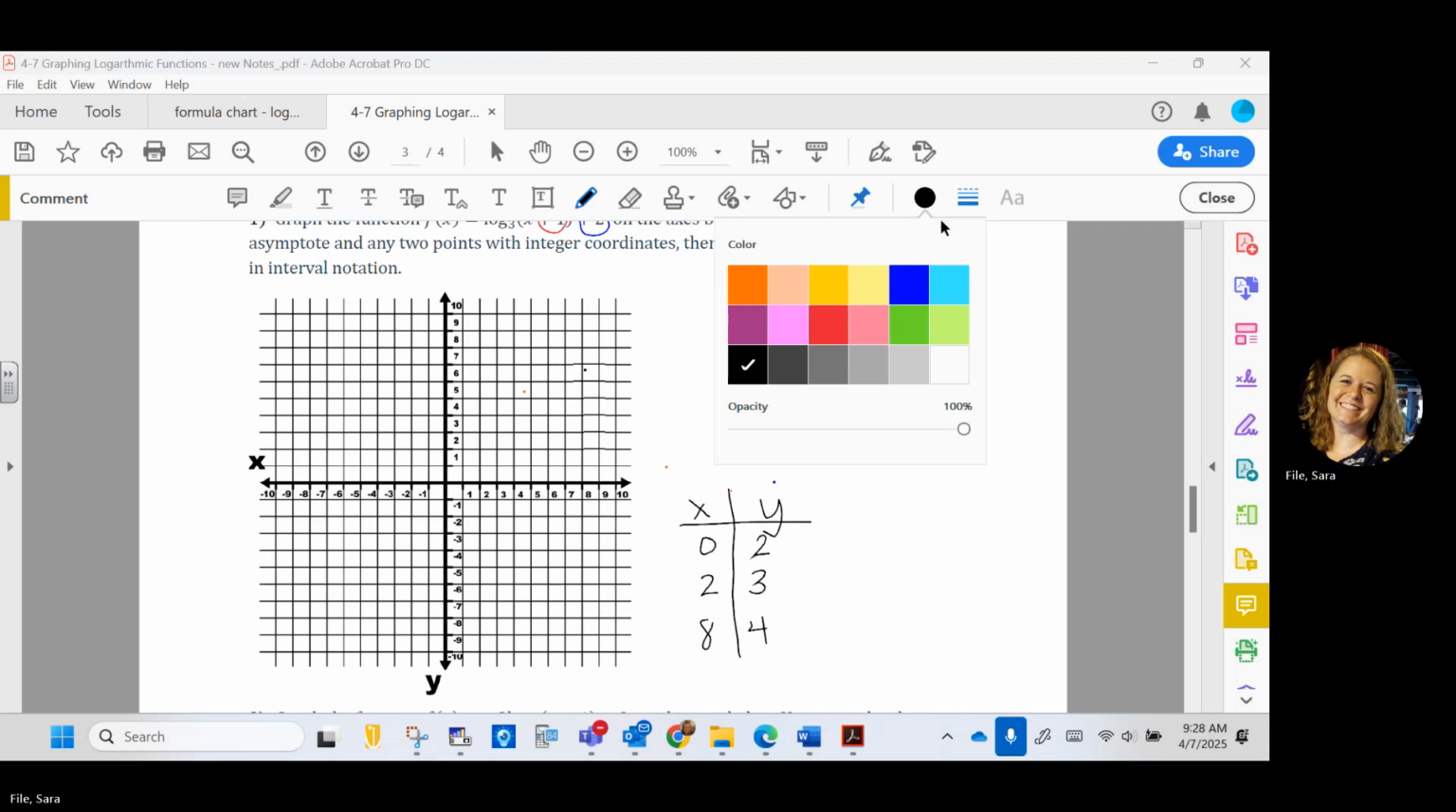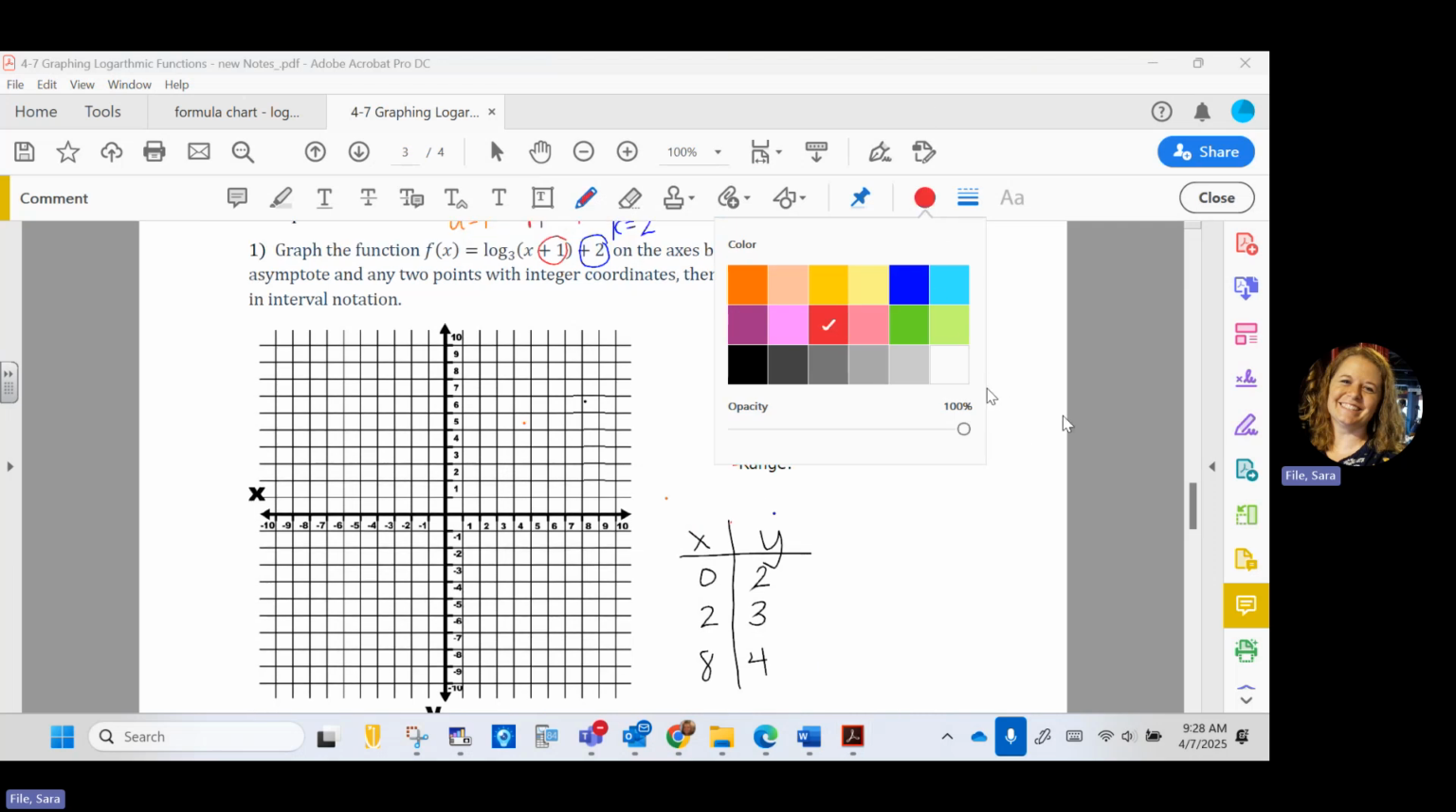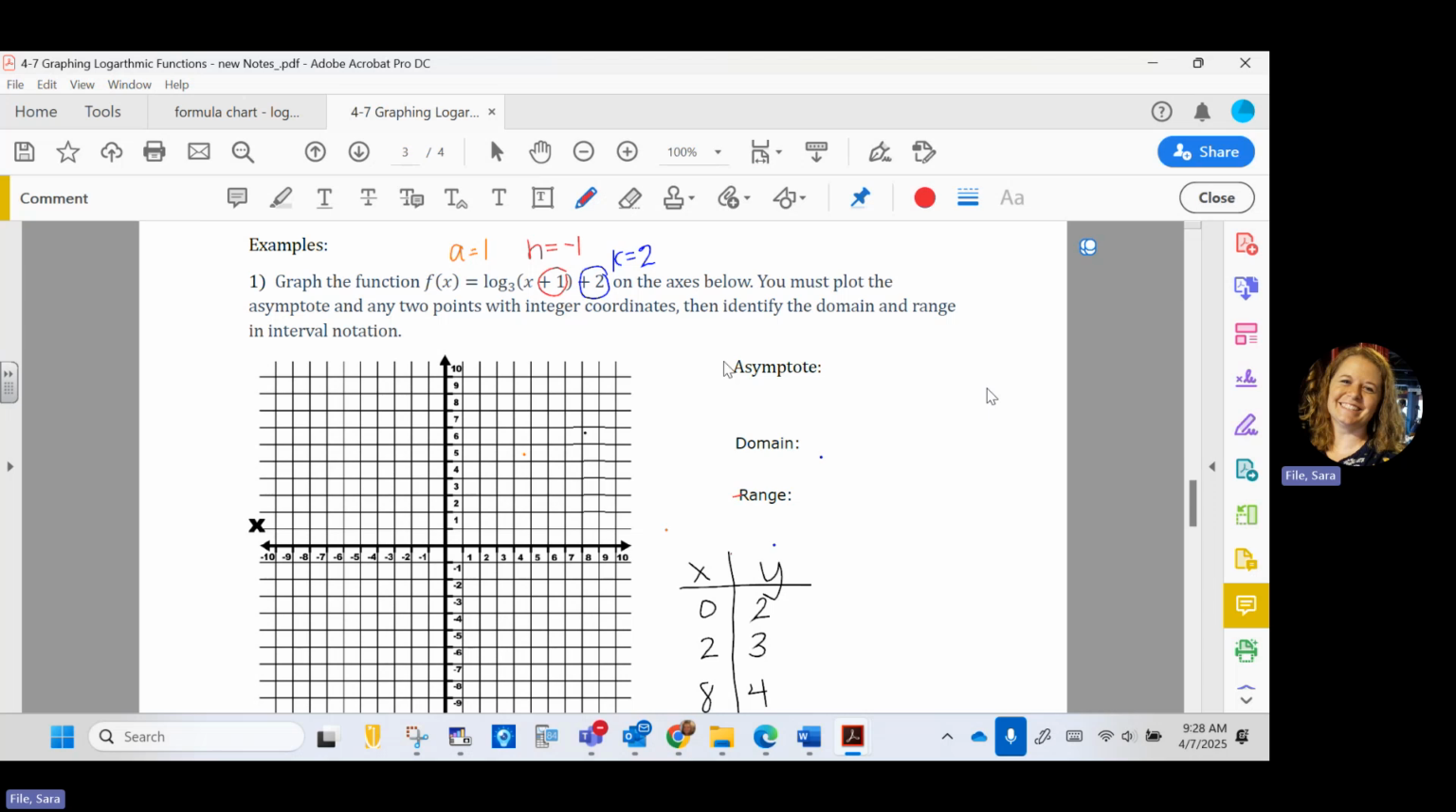Okay, now I should be able to identify my asymptote without Desmos because my asymptote is always going to be where x equals h because it's a vertical asymptote. Write that word vertical again. You have a vertical asymptote at x equals h. We identified h as -1, so my asymptote is at x equals -1. So I should be able to come over here and write at -1 or draw my vertical asymptote.